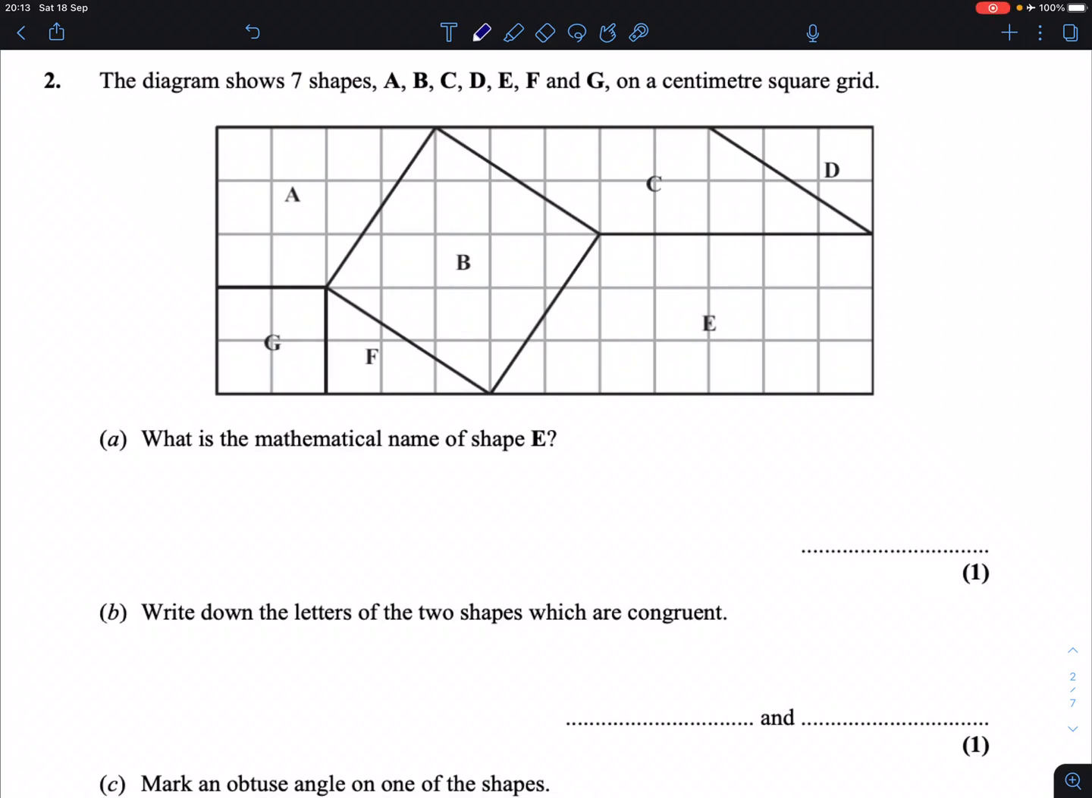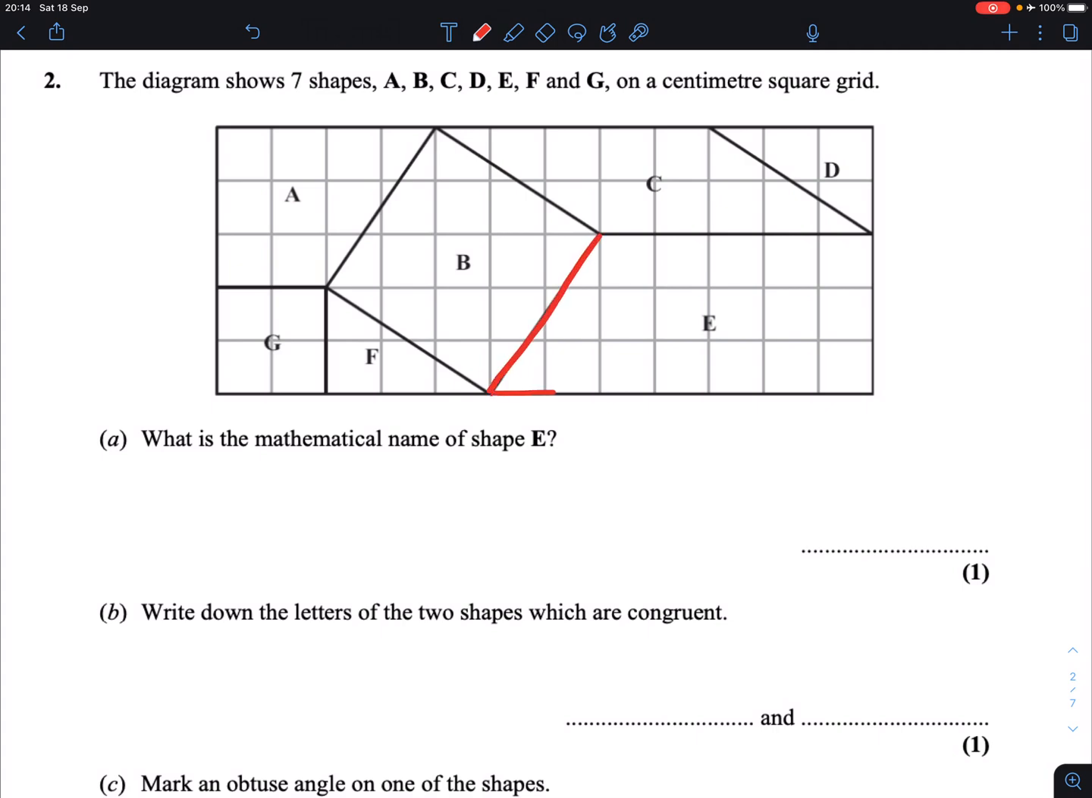Question 2. The diagram shows 7 shapes A, B, C, D, E, F and G on a centimeter square grid. So every one of these lines is 1 centimeter long. Part A. What is the mathematical name for shape E?